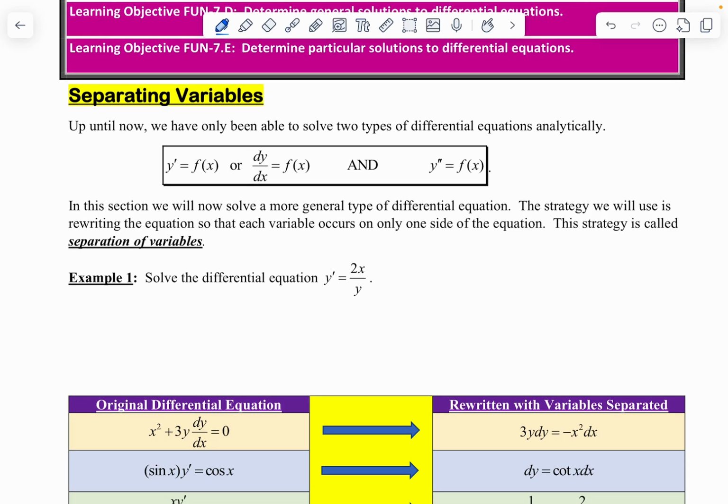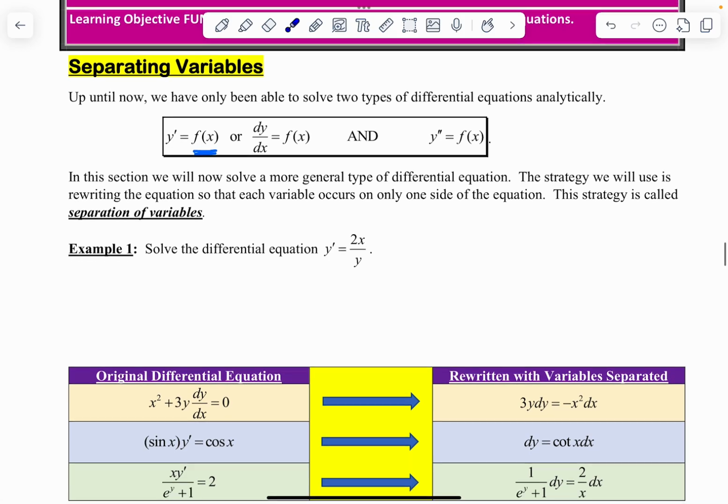So what is separation of variables? Up until now, we have only been able to solve two types of differential equations analytically. An equation that is just y prime equal to f of x, where there is no y on this side, or y double prime equal to f of x. Again, the idea is that f of x is with respect to x, and x and y are not intermingling within the derivative function or the second derivative.